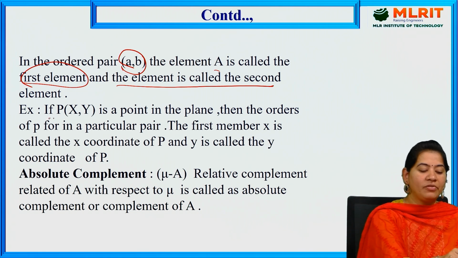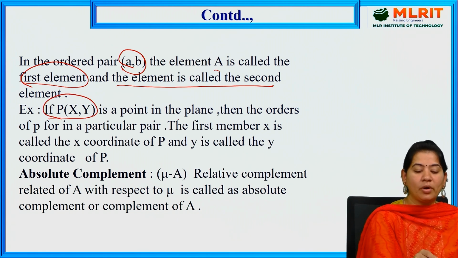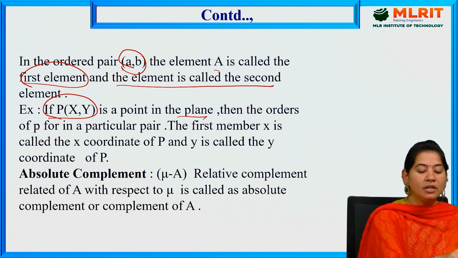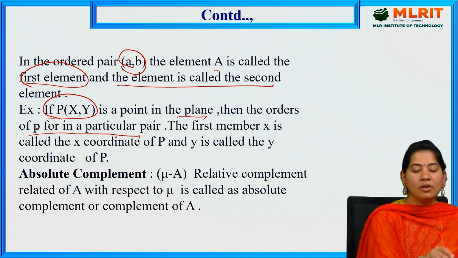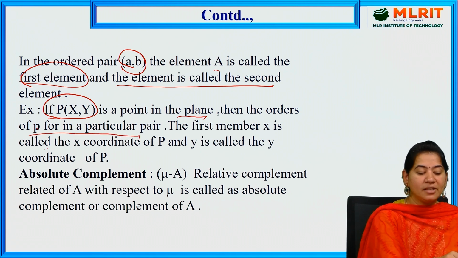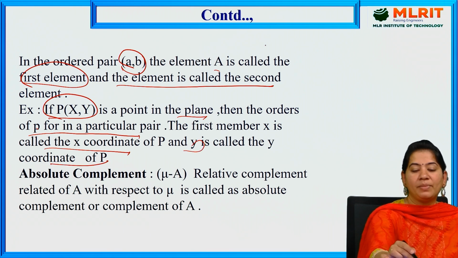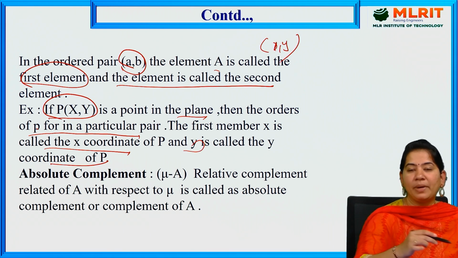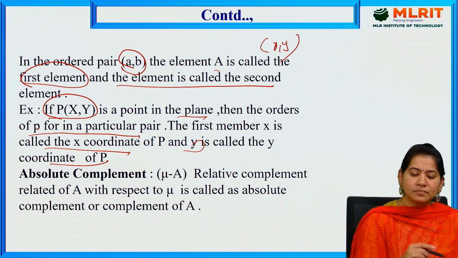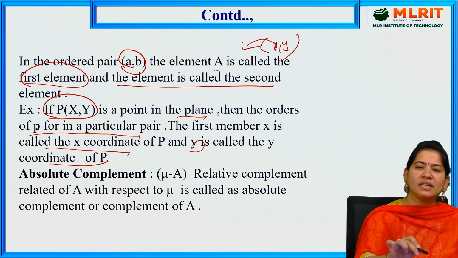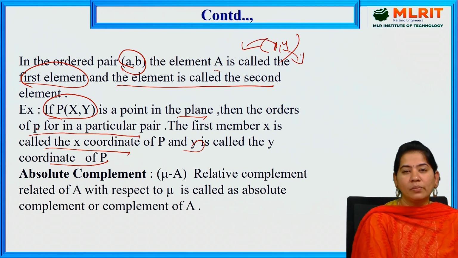Let us suppose we have P(x, y), a point in the plane. The first member x is called the x-coordinate and the second member y is called the y-coordinate. If you are representing (x, y) in a graph in a plane, x is always the x-coordinate and y is the y-coordinate.